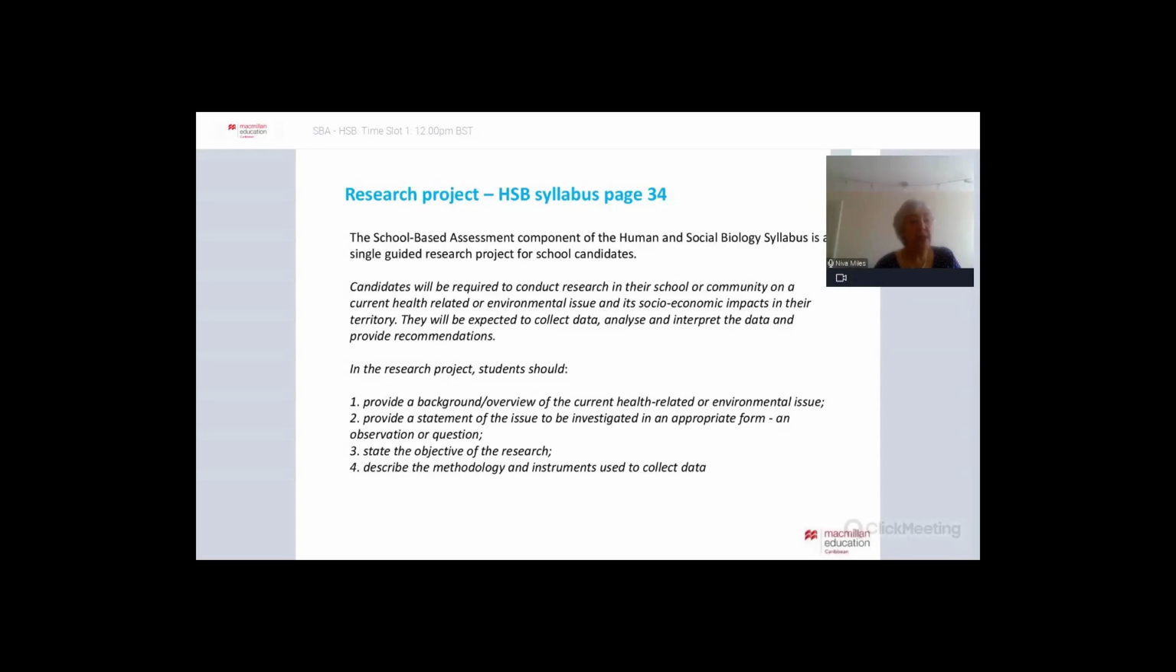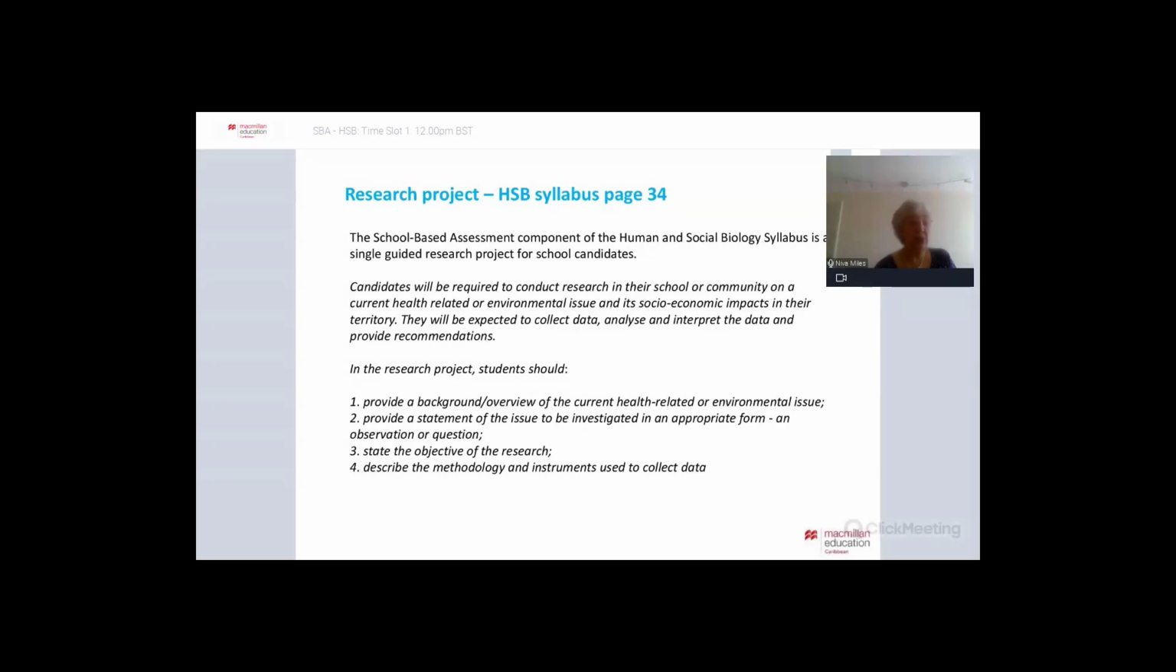We've actually copied a lot of the statements directly from the syllabus into the book, so that we match the advice and guidance in the book. And you can see here that the book has given the various components of the SBA in a straightforward way, based on what's already written. And they have to remember that it's a current health-related topic or an environmental issue, and they have to consider the socio-economic impacts in their territory. So not worldwide, but in their territory. And the expectation is they can collect data, analyze it, and interpret it, and then provide recommendations. So those are the basic things they have to do.